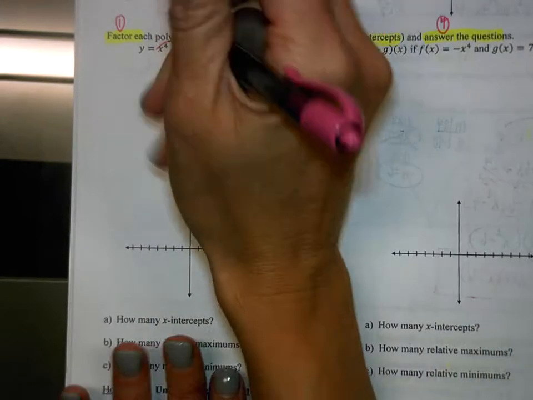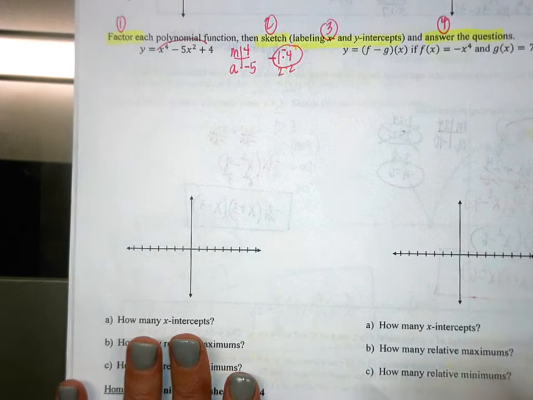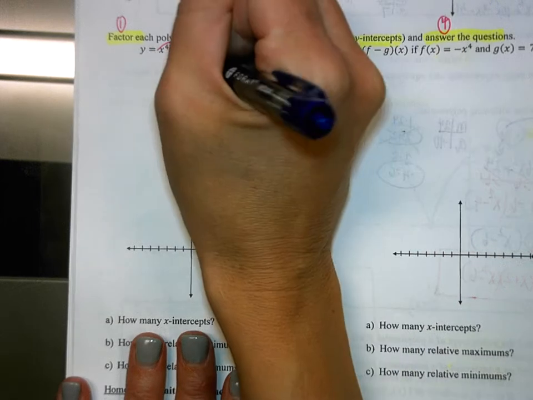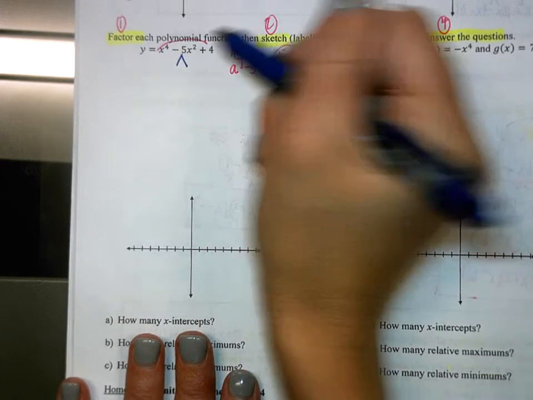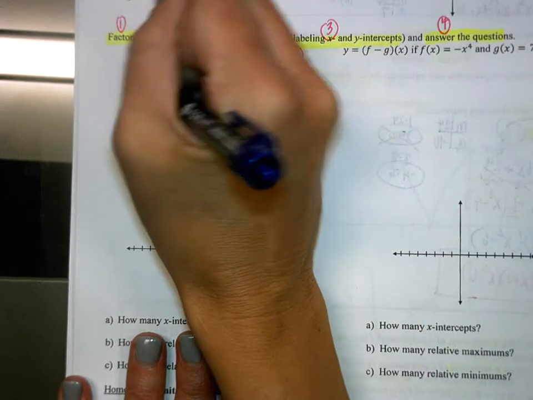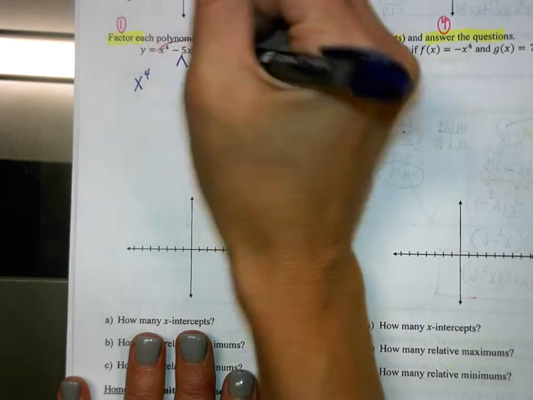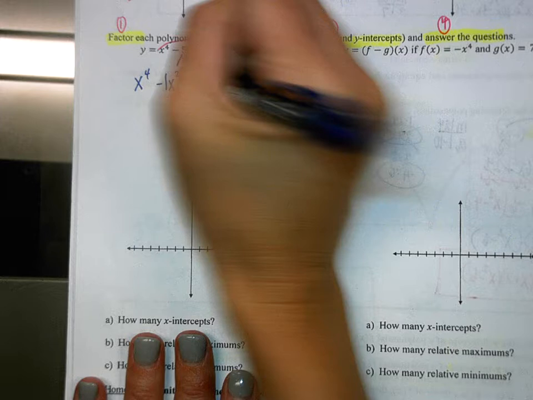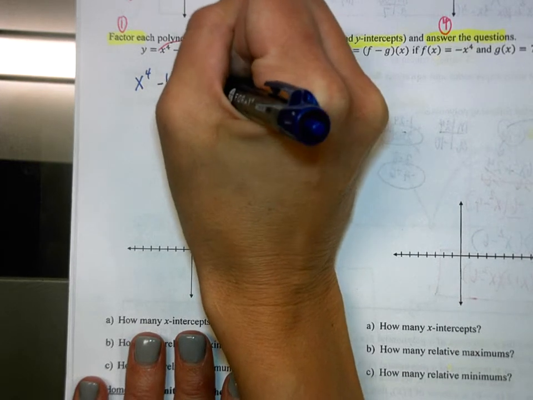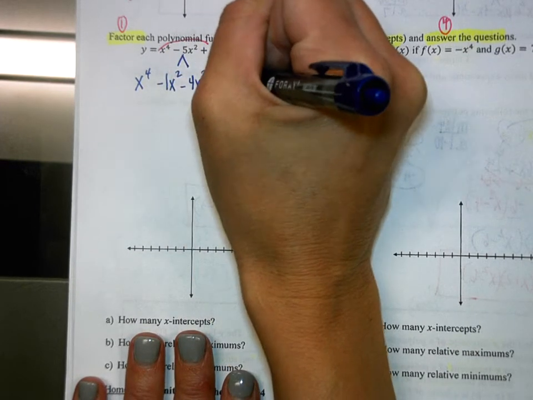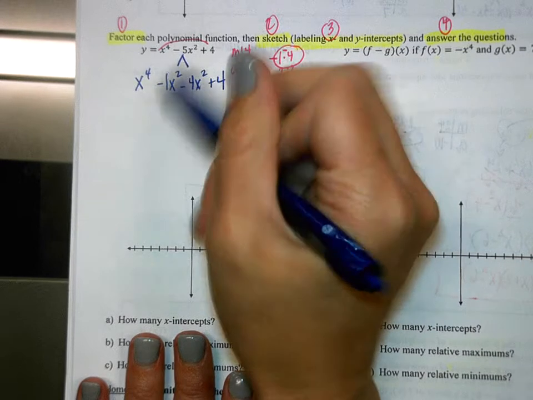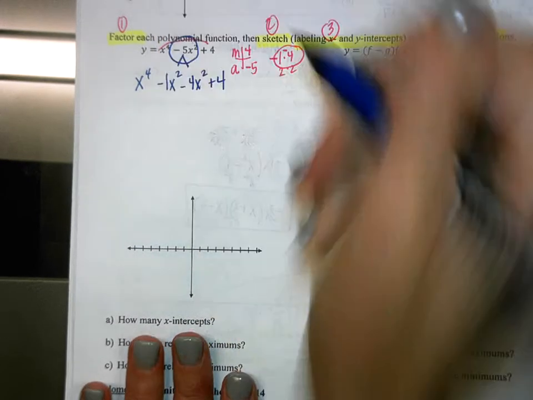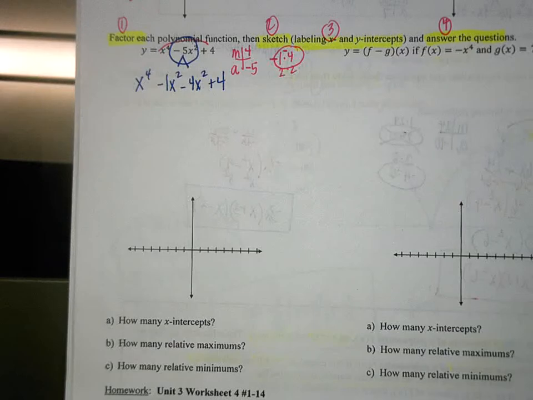Okay, so now we are taking these terms and splitting up negative 5x squared into these 2 terms. So when I write this, we still keep x to the 4th, and then I'm going to write negative 1x squared and negative 4x squared, and then plus 4. Because these 2 values, when you add them together, make the negative 5x squared. Are we good there? Once you have the 2 terms, what do I do?